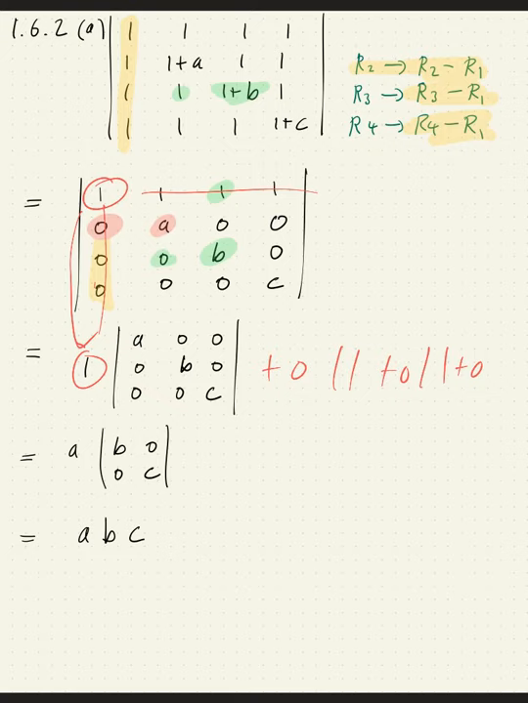So now I go again, and I take that a, and I expand along that row and column, or expand down that first column, and I get a times that determinant b 0 0 c, and I use the formula for a 2 by 2 matrix to get b times c minus 0 times 0, and my final answer for the determinant then is just a times b times c.